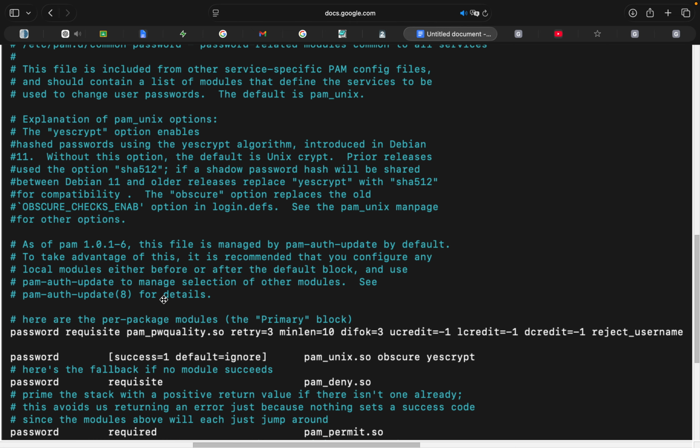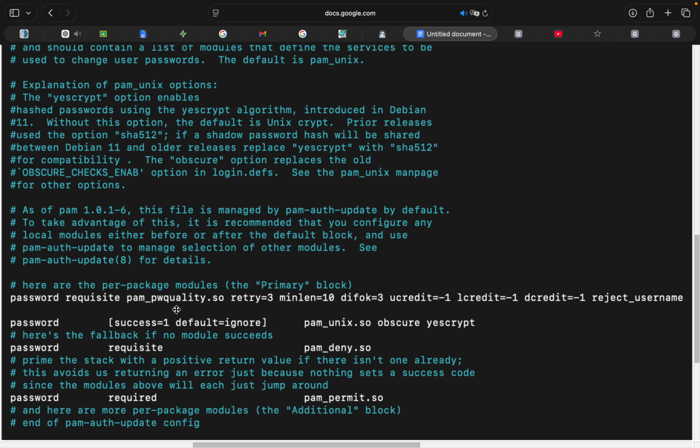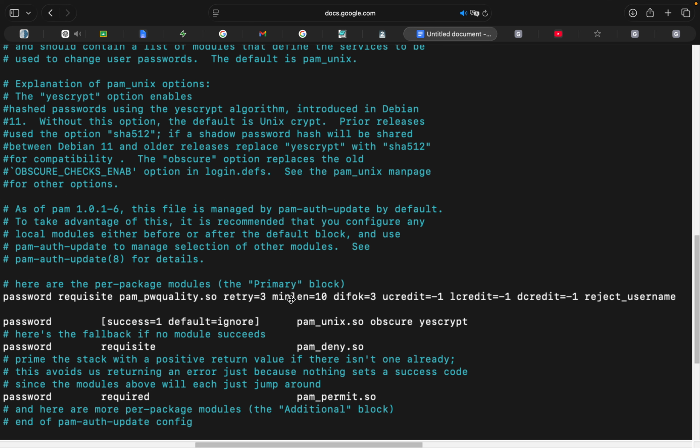And this is lab 4. The lab required me to, no, this is screenshot 4, so my bad. It required me to harden the password policy by modifying the pam dot quality, dash pwquality dot conf file, with specific arguments, you can see, like minlen equals 10, and reject username.